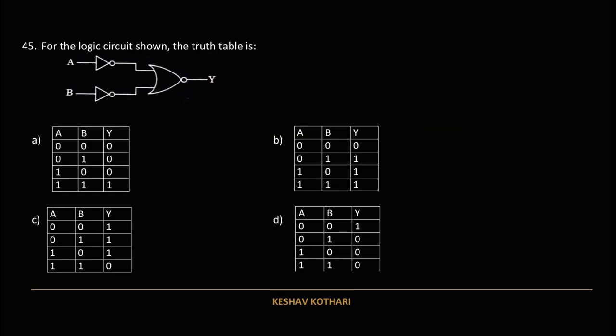The last problem for our session. In this particular logic gate we have to find the correct alternative. By drawing a simple truth table we can say that option A is correct for this particular truth table. With this we come to an end of the solution of NEET 2020.